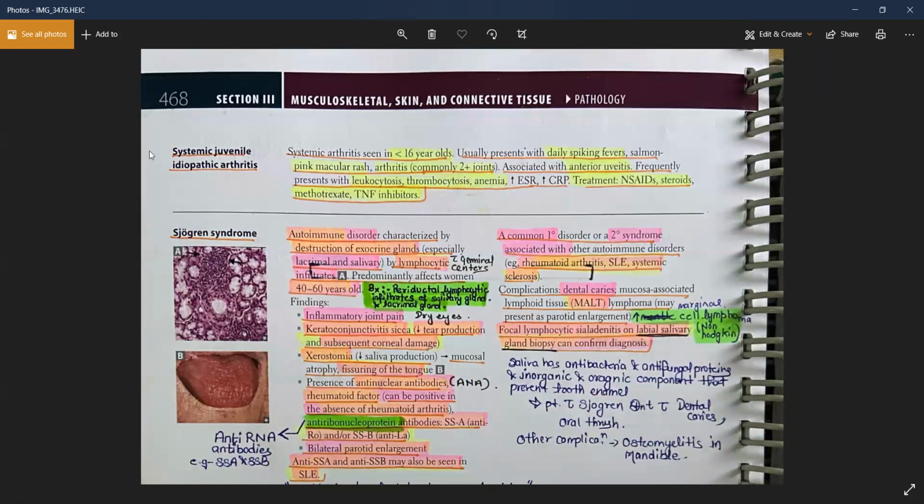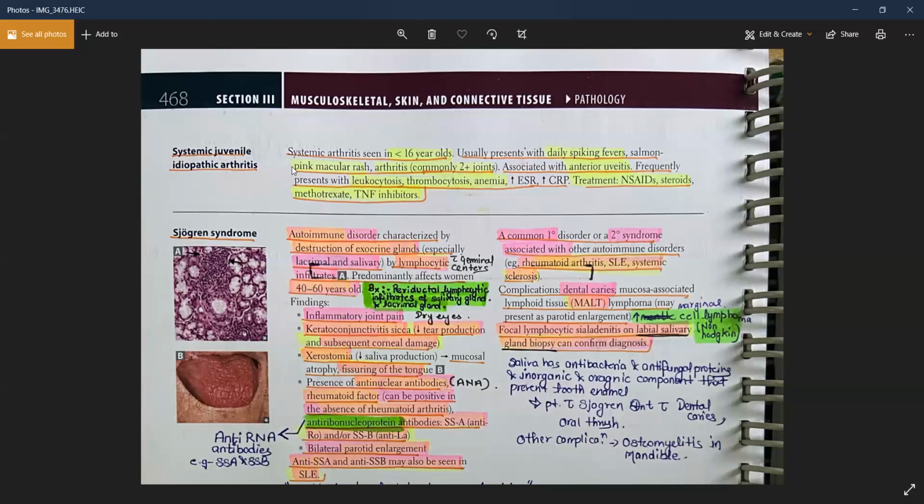Then comes the systemic juvenile idiopathic arthritis, which is seen in teenage patients. The age of the patient is usually less than 16 years. As the name suggests, it is systemic. The patient generally presents with systemic signs and symptoms of inflammation that include fever, fatigue and weakness. The patient will present with daily spiking fevers.